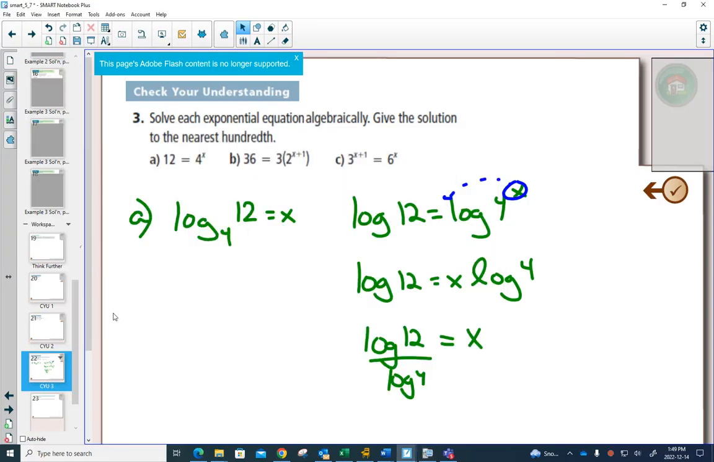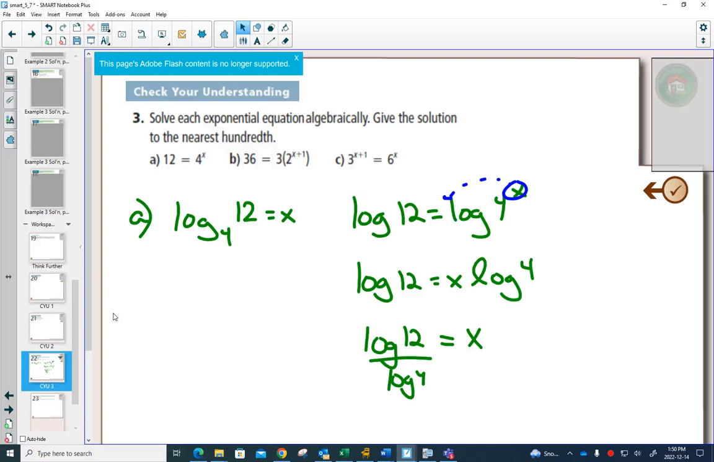Mental math-wise, can you see that the answer should have been between 1 and 2? That 4 to the exponent of 1 is 4, and 4 to the exponent of 2 is 16, and you want to find 12, you should get an answer between 1 and 2. Sometimes it's nice to have that kind of estimation skill to see if you're on the right track, right?